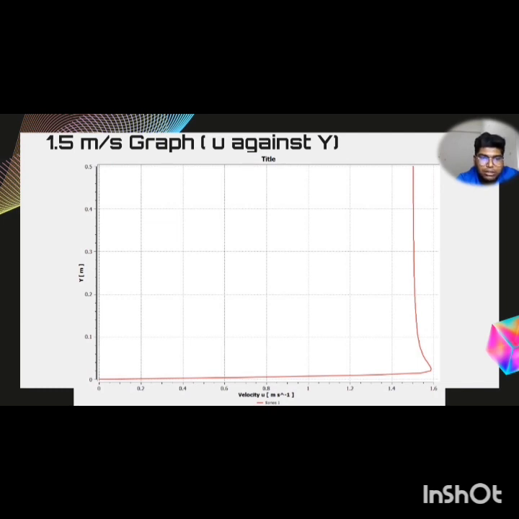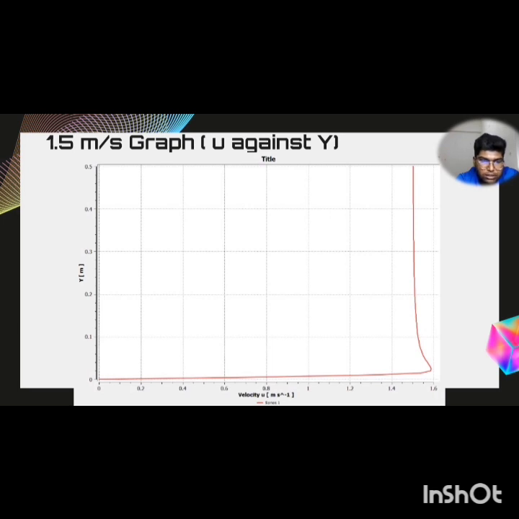This graph showcases the result from a CFD simulation depicting the velocity profile designated as U against the vertical axis Y at an increased flow rate speed of 1.5 meter per second. The velocity distribution remains consistent at and near zero across most of the cross-section, indicating a laminar flow with minimal velocity gradient in the central region.